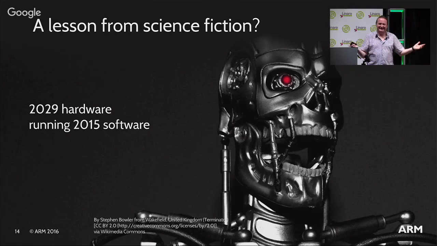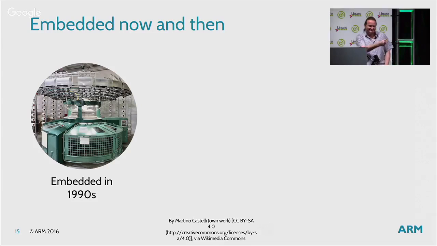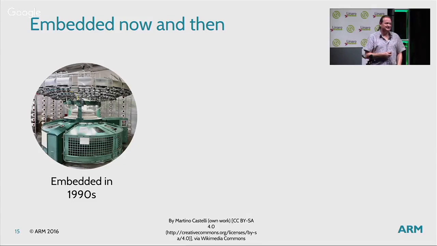As you all know, I'm getting old gracefully. This is a picture of a circular knitting machine that I worked on probably 20, 25 years ago. I know there's at least one person in the audience that's seen this because he was part of the team. That device today will be running the same software we wrote 20 years ago. Still working, not updated, still with all the same security flaws.